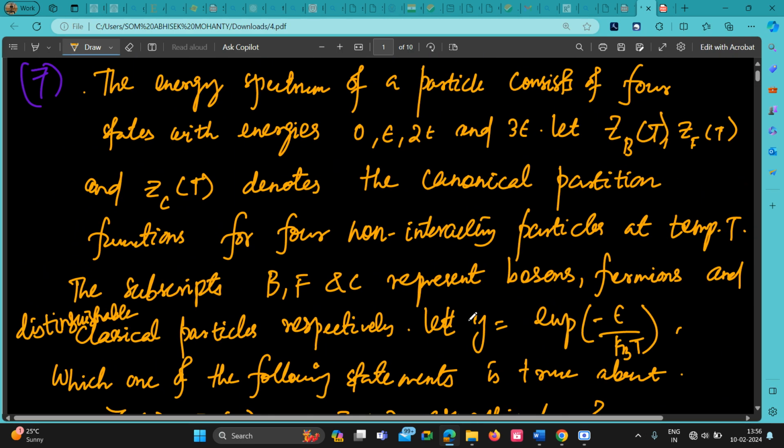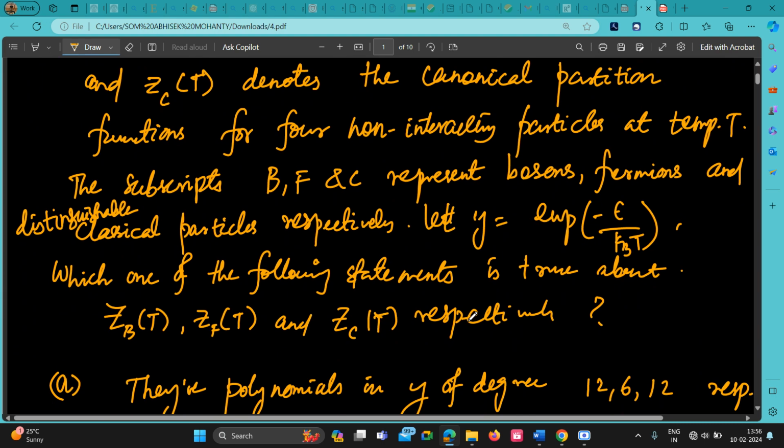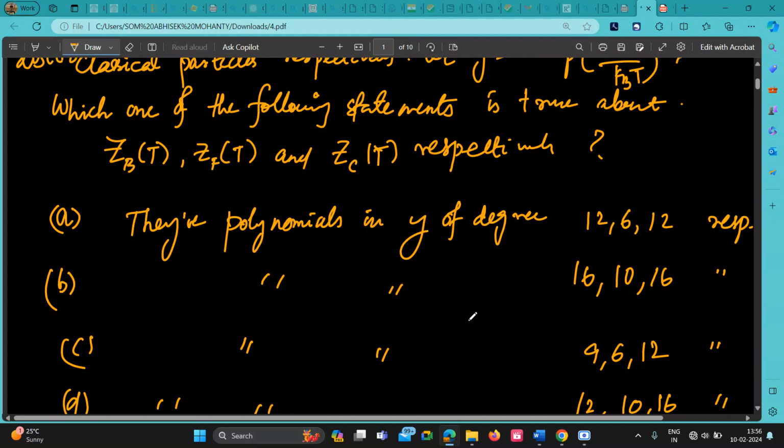Okay. The energy spectrum of a particle consists of four states with energies 0, epsilon, 2 epsilon, and 3 epsilon. Let Z_B(T), Z_F(T), Z_C(T) denote the canonical partition functions for the four non-interacting particles at temperature T. Subscripts B, F, and C represent bosons, fermions, and distinguishable classical particles, respectively. Let y is equal to exponential of minus epsilon by kBT. Which one of the following statements is true about Z_B, Z_F, and Z_C, respectively? Is that alright?